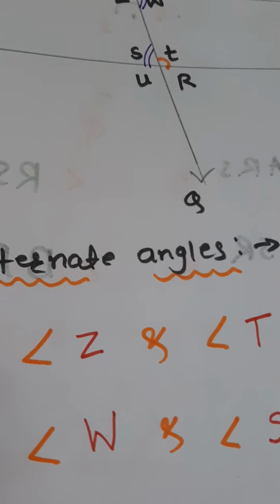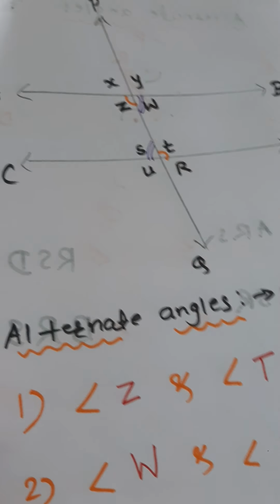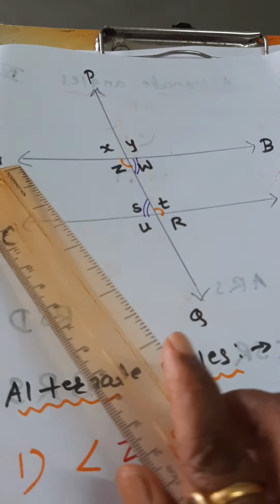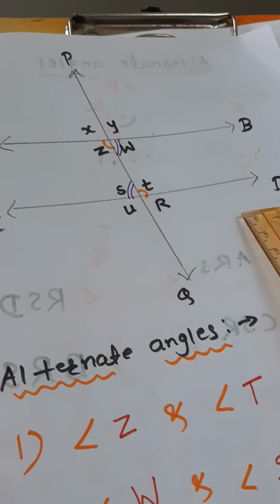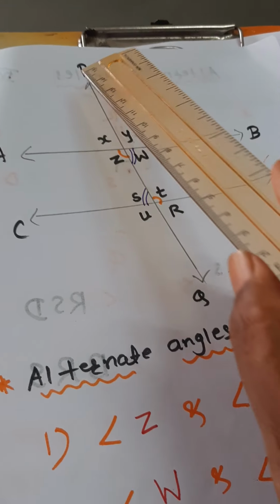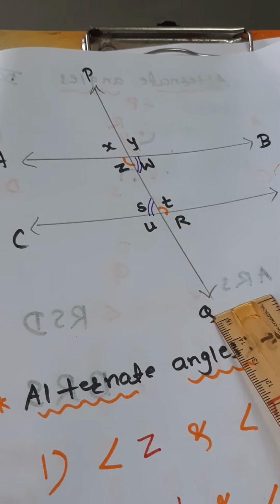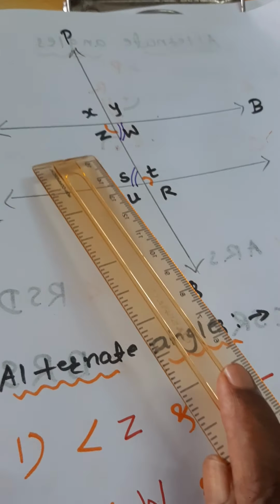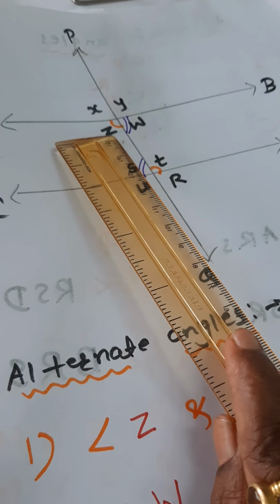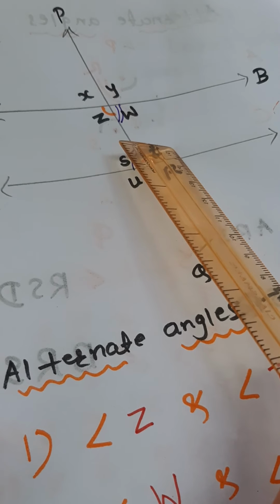Now let's move towards the next type of angle, that is alternate angles. Alternate. Look at this figure. Here line AB and line CD, parallel lines. And line PQ is their transversal. Now alternate. How to take alternate? Suppose you take angle Z. T is its alternate angle.